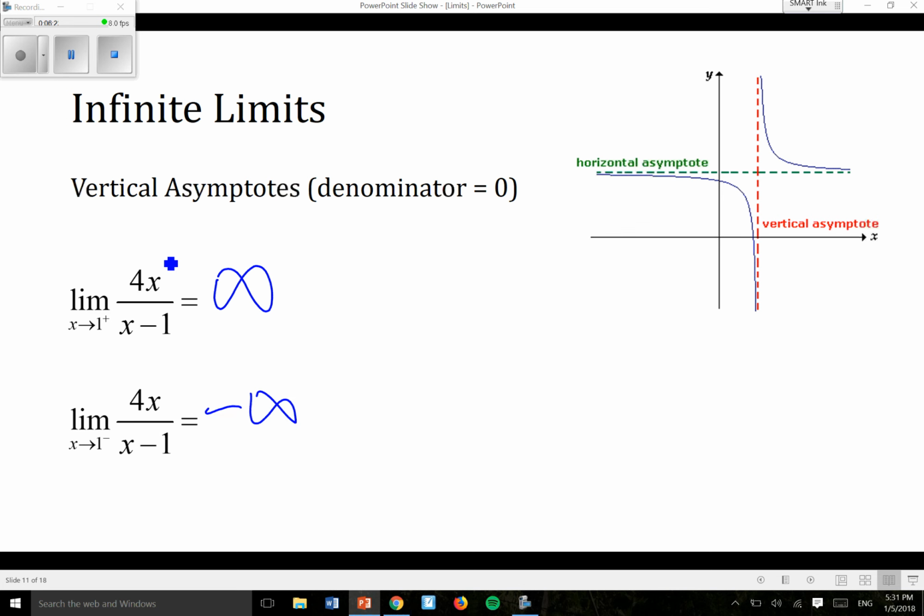And you can look at that over here on the graph again as well. As we approach 1 from the right, say this is x equals 1, our values are getting closer and closer to infinity, or approaching infinity. As we approach 1 from the left-hand side, our y values are shooting down to negative infinity. And that's what creates that vertical asymptote at x equals 1.